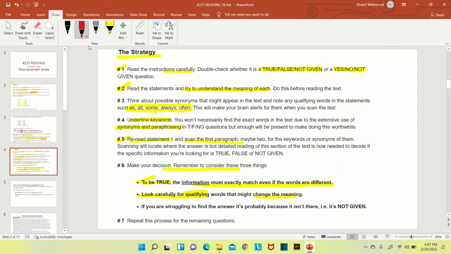And this one is, if you are struggling to find the answer, it's probably because it isn't there. That means it is not given. The last step is to repeat the process for the remaining questions. Once you have completed one, look for the second one in the same way we have told you.